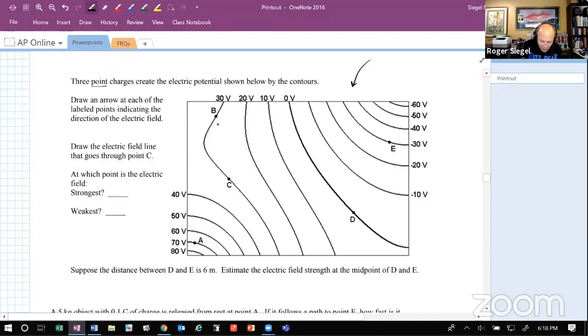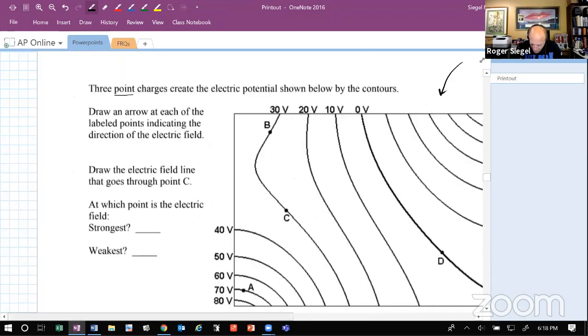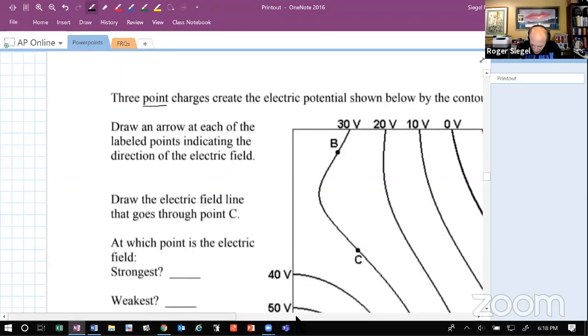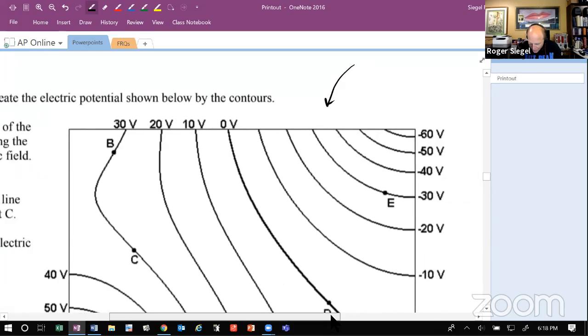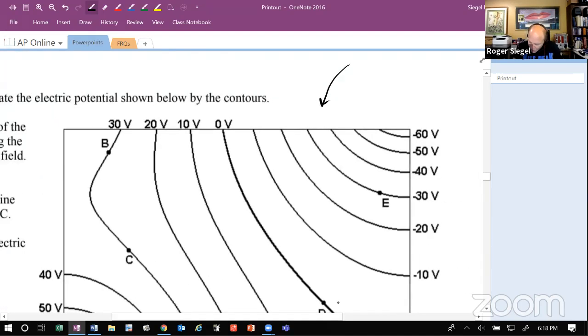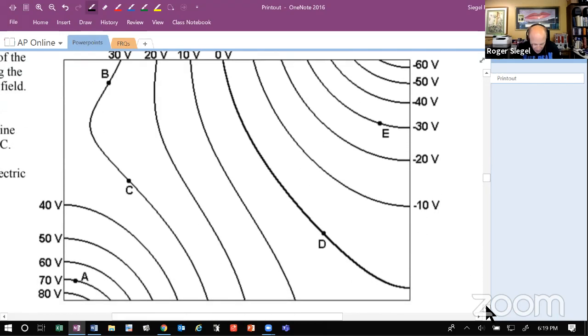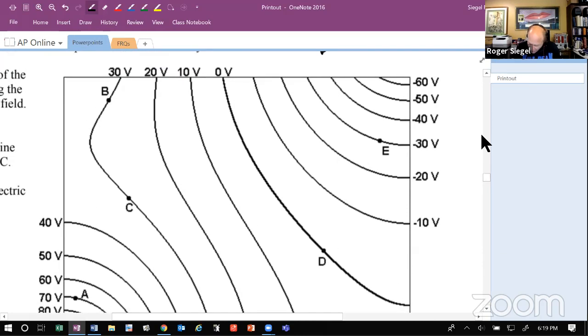Now it says draw an arrow at each of the labeled points indicating the direction of the electric field. So you can see we have all these points. Now there's a couple things that Kristen told us about electric fields and equipotential surfaces. So let's take a look at that and see what that is. So if we come here, we can just get this thing to fit. That's perfect.